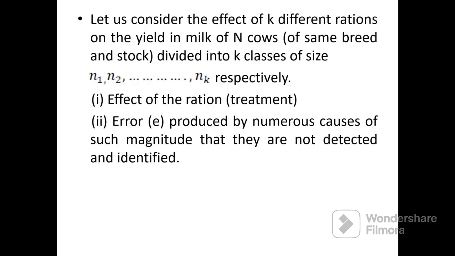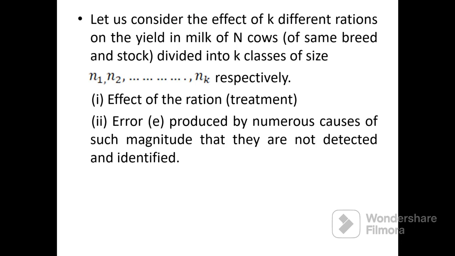So here we are considering one particular example related to how we apply the analysis of variance technique. This example consists of capital N number of cows. We can consider capital N as a finite number, say 100 cows. The 100 cows have been divided on the basis of some kind of ration that has been fed. The ration that will be fed will decide the yield that the cow will be producing.